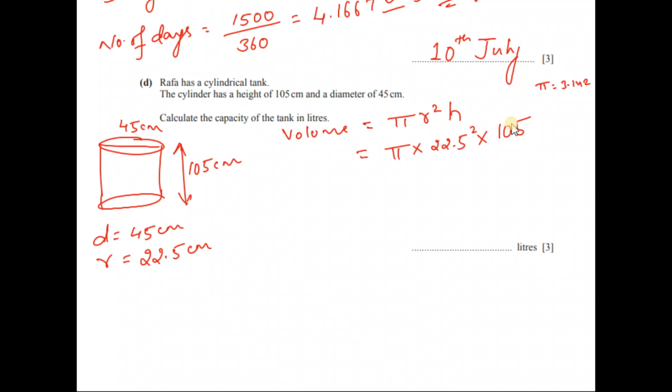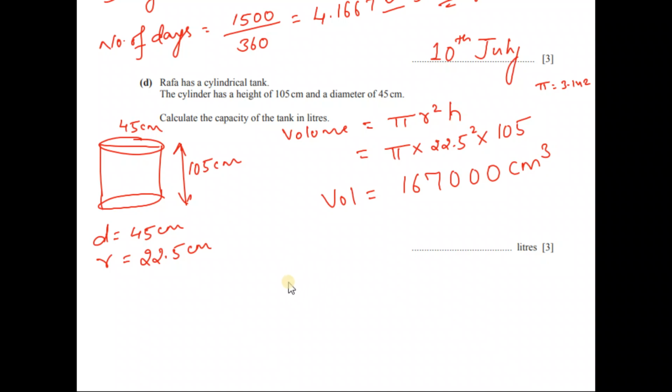105 centimeter. So if we work on this, 3.142 times 22.5 square times 105, and I'm getting my answer as 167016. Okay, so it's somewhere around 167. So I'll just round it off to three significant figures, and the volume is 167,000 centimeter cubed or cubic centimeter.